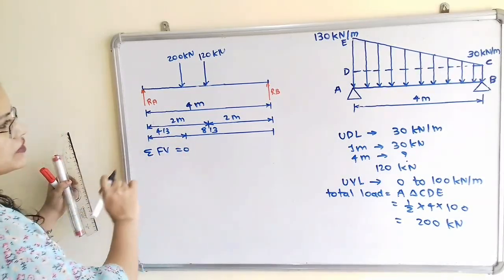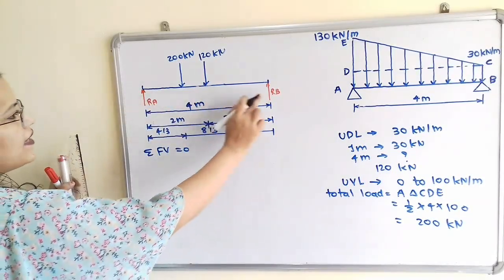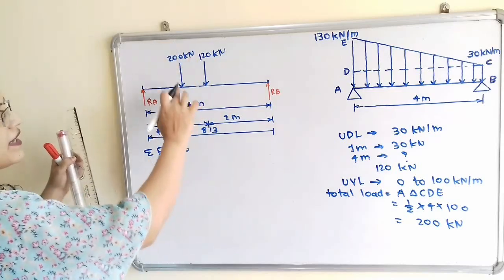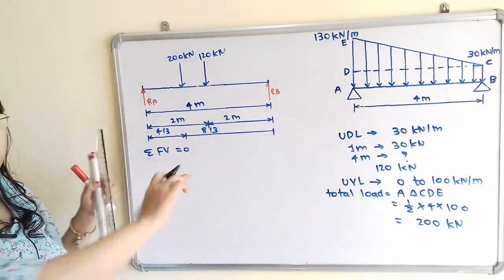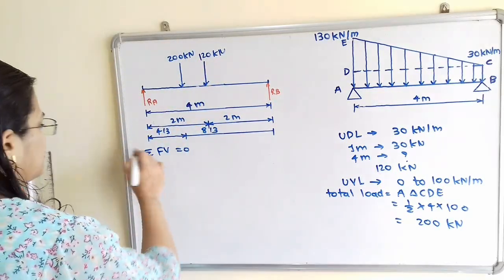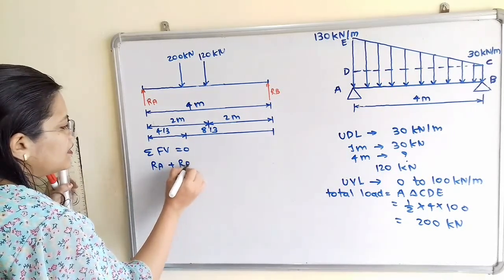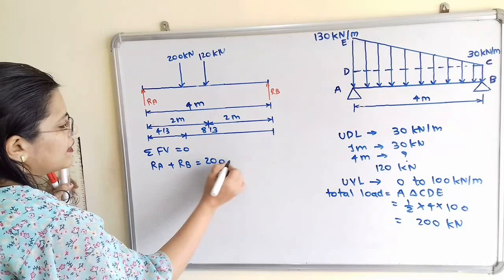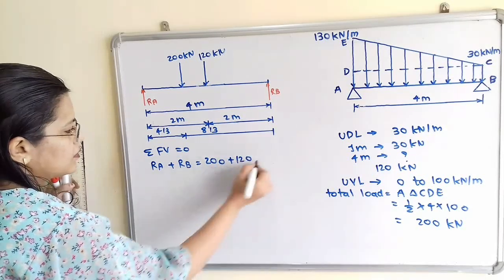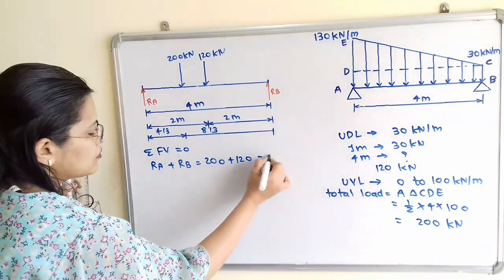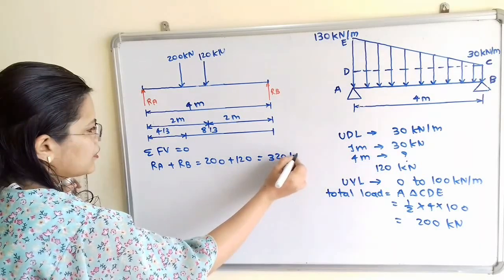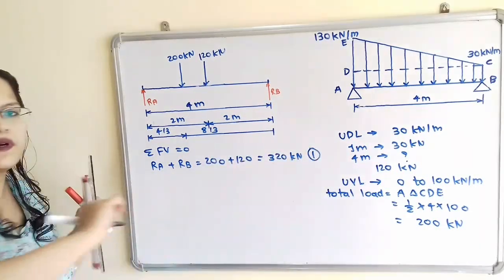is equal to 0. Now this RA and RB are in upward direction, and this 200 and 120 kilonewton are in downward direction. So we can say that RA plus RB is equal to 200 plus 120, which is equal to 320 kilonewton. So this is equation number 1.